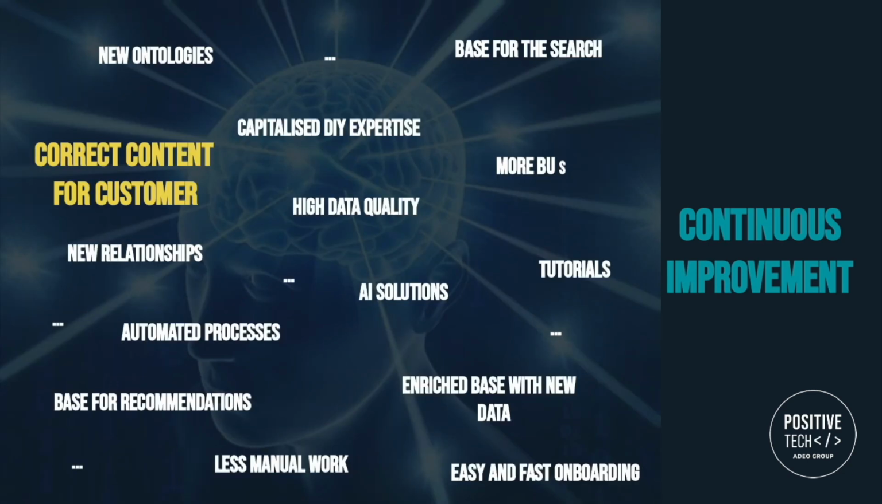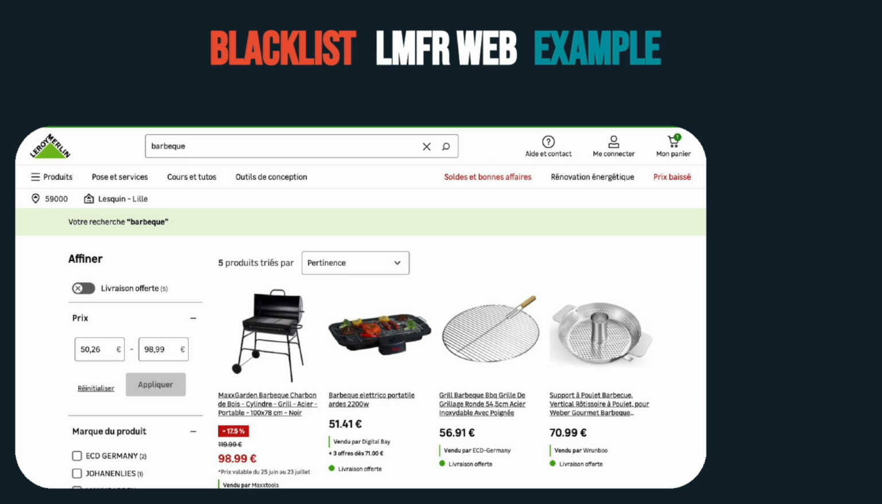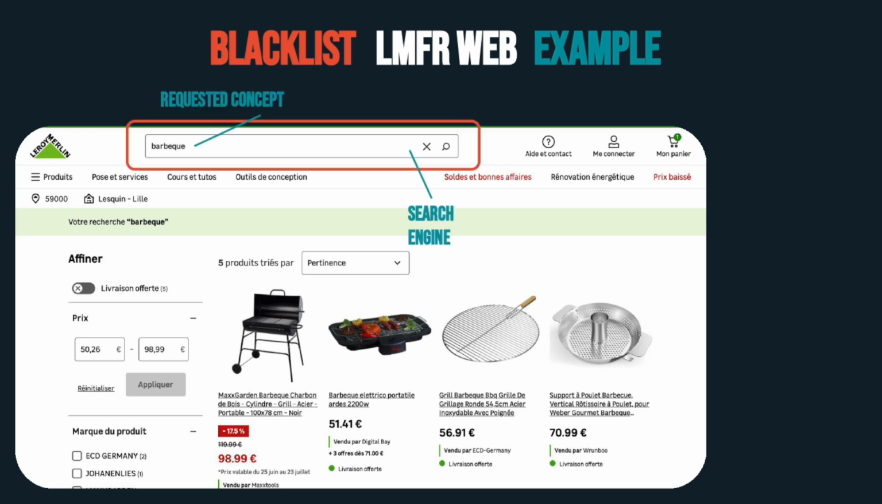But it's continuous improvement because it's only one little piece of this product. And here are just small examples of what we did, are doing, or will do on this topic. And I want to show you, as a result, what is the correct content for the customer. So imagine you are going to the Leroy Merlin site, Leroy Merlin France, and want to search for some barbecue products. You create a search query.